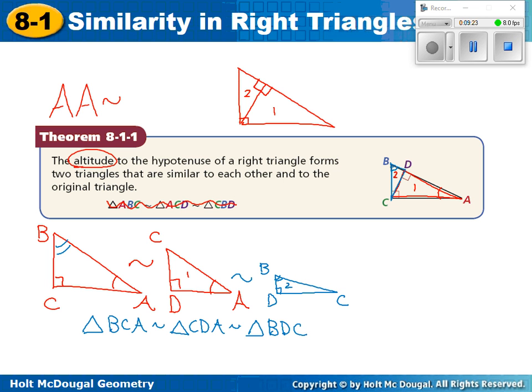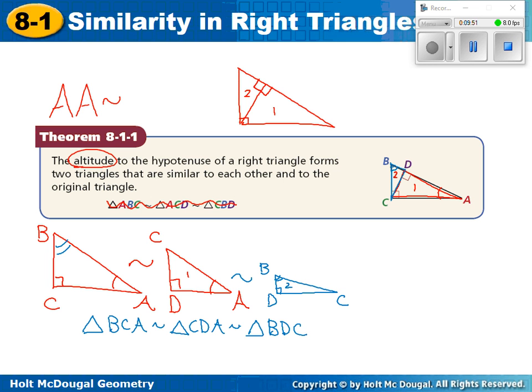What's the letter I'm missing in the second triangle? I've got B, I've got D. What letter's missing? C. You either need to be able to look at the picture and rearrange the triangles to write your similarity statement, or you need to match up your right angles and then go back and compare big C to triangle 1, find its reflexive angle, big C to triangle 2, and find its reflexive angle.